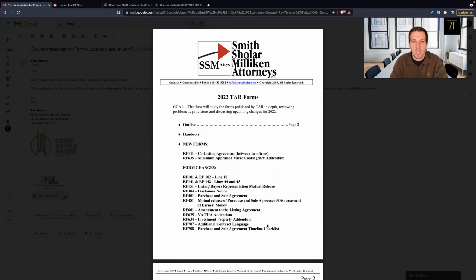The biggest thing to note is you're going to see sections that are red, and that just means they've been deleted from the current TAR forms. And then blue text means it's an addition. So I'll show you what I mean, but here are the different changes.